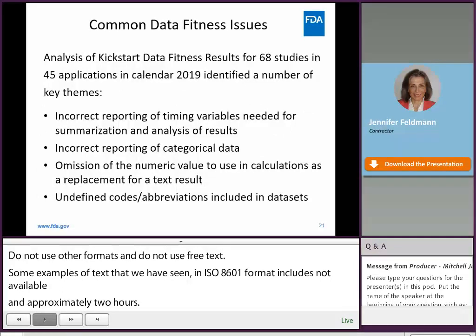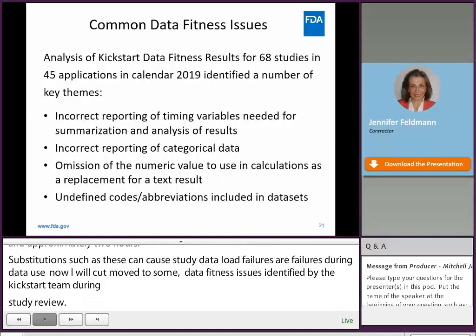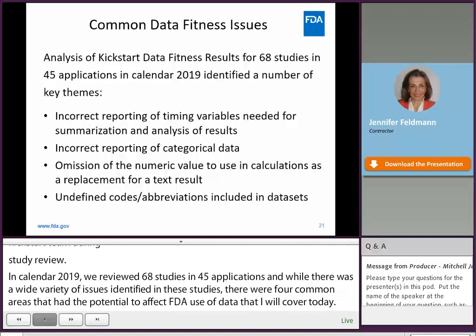I'll now move to some common data fitness issues identified by the Kickstart team during study review. In calendar 2019, we reviewed 68 studies in 45 applications, and while there was a wide variety of issues identified in these studies, there were 4 common areas that had the potential to affect FDA use of data that I will cover today. Those are timing variables, lab categorical data, submission of the calc-n value replacement, and undefined codes and abbreviations.